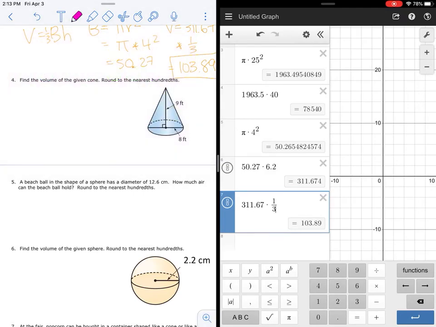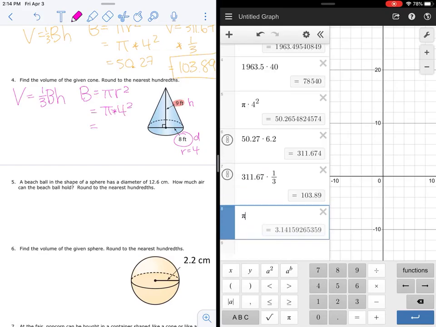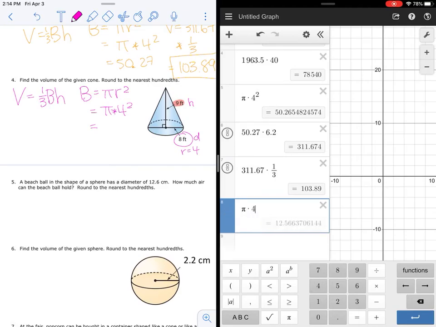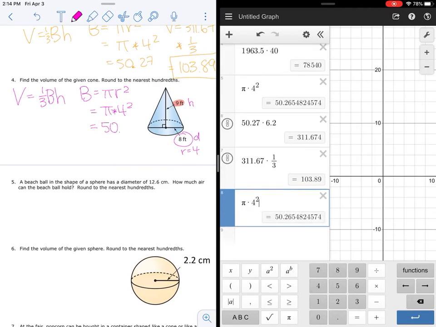So now we have another cone, and we have the height as 9. And then we have the 8 as a diameter, so the radius would be a 4. So we know that volume is 1/3 times big B times h again. That big B would be pi r squared. So pi times 4 squared would give you the big B. So on our calculator, pi times 4 squared, that would give us 50.27. And then I'm going to multiply that by the height.